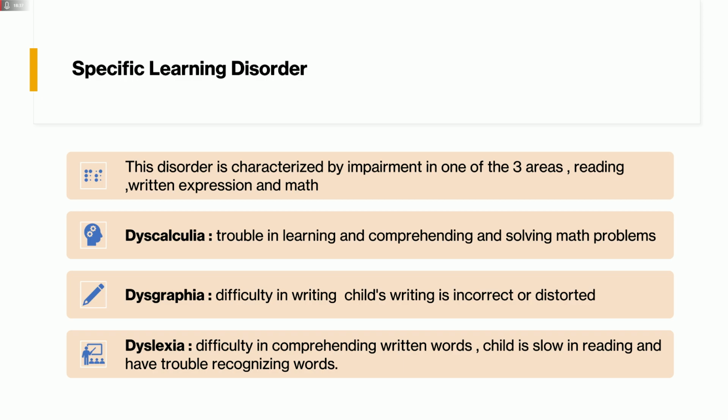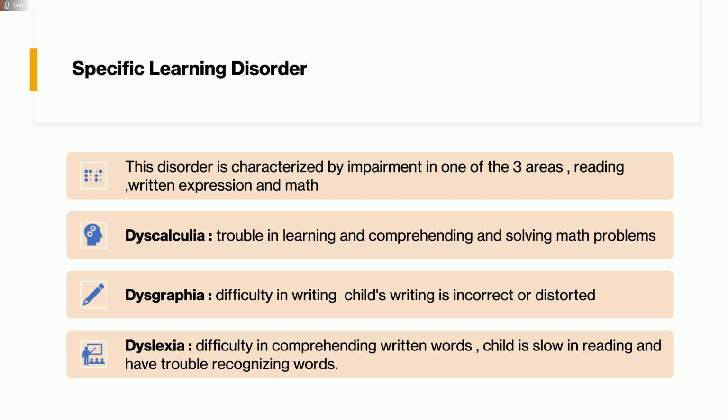If a child has trouble only in understanding math, he can, let's say, read English very well. He can understand English sentences very well, but he cannot understand the mathematical terms that are written there. He cannot solve math problems. This is where he has trouble only in learning and comprehending math, and solving math problems.